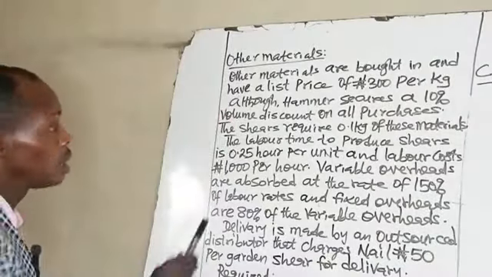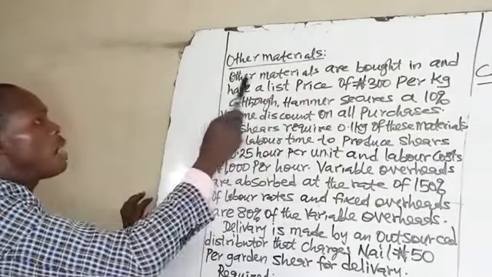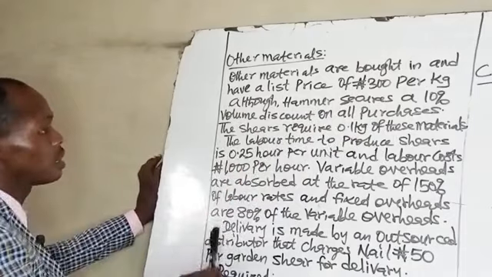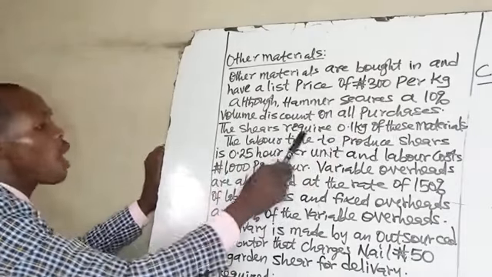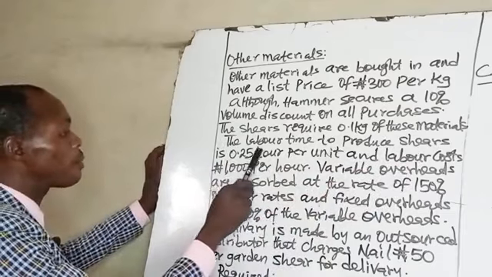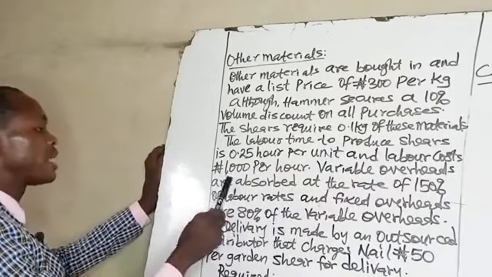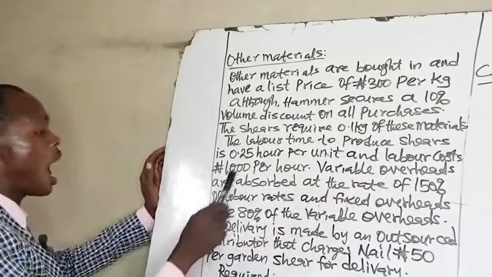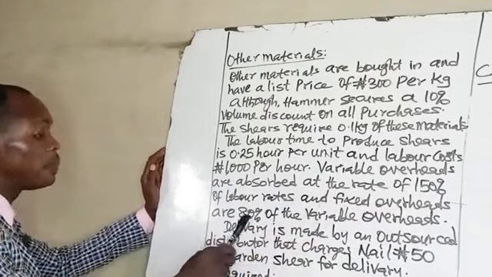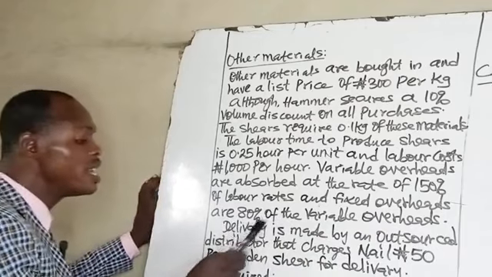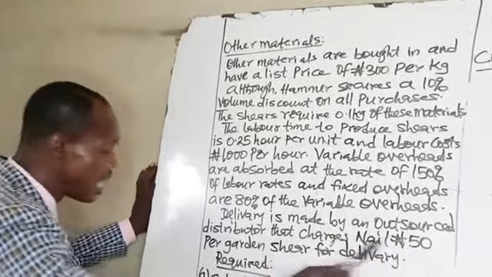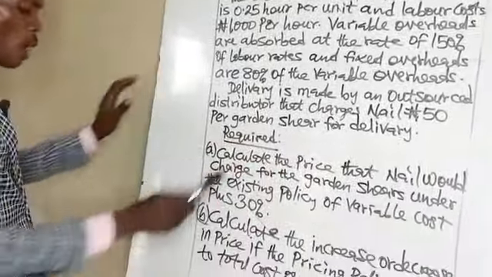Other materials are bought in and have a list price of 300 naira per kg, although Hammer secures a 10% volume discount on all purchases. The shares require 0.1 kg of these materials. The labor time to produce shares is 0.25 hour per unit and labor cost is 1,000 naira per hour. Variable overheads are absorbed at the rate of 150% of labor rates, and fixed overheads are 80% of the variable overheads. Delivery is made by an outsourced distributor that charges 50 naira per garden share.